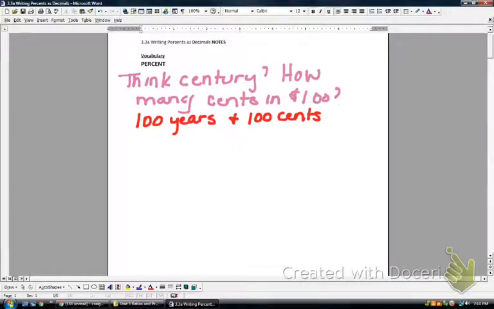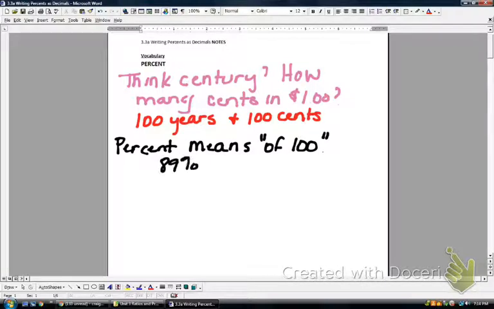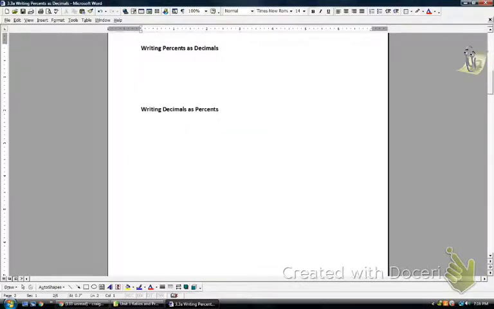So when you hear the word percent, that means out of 100. So the word percent, translated exactly the right way, means out of 100. So when you talk about 89%, that means you got 89 out of 100. So that's where the word comes from. The cent means 100.